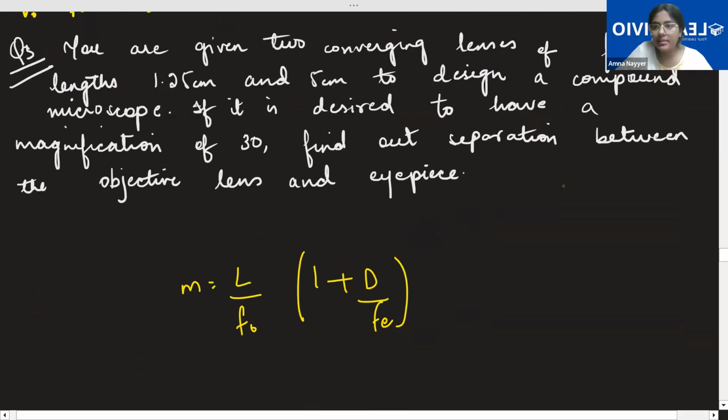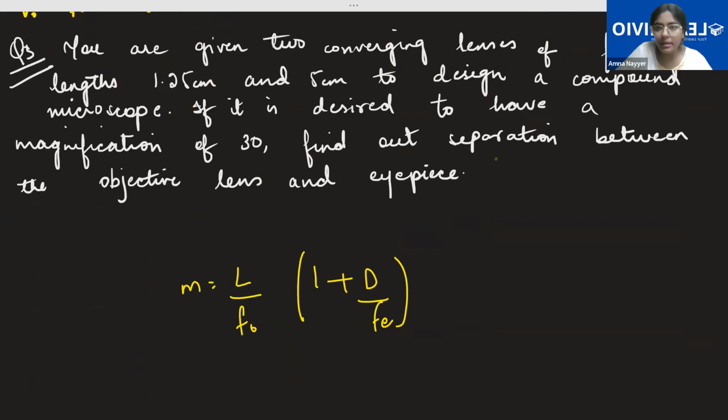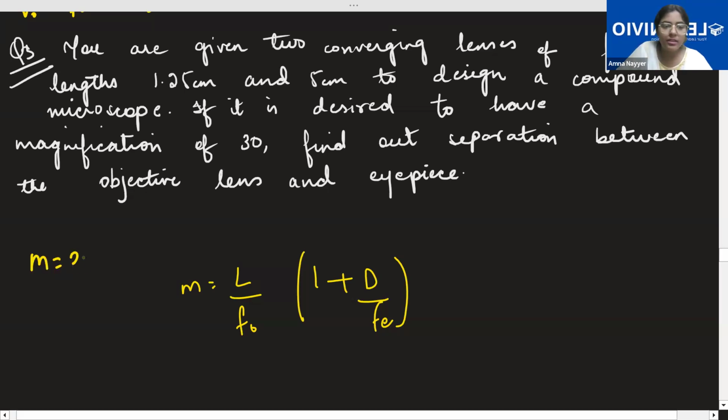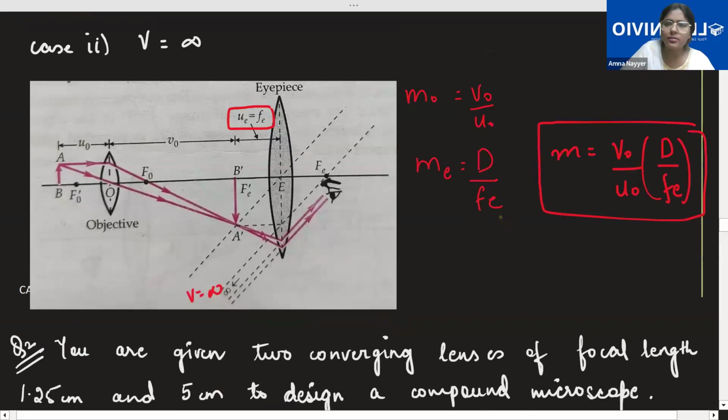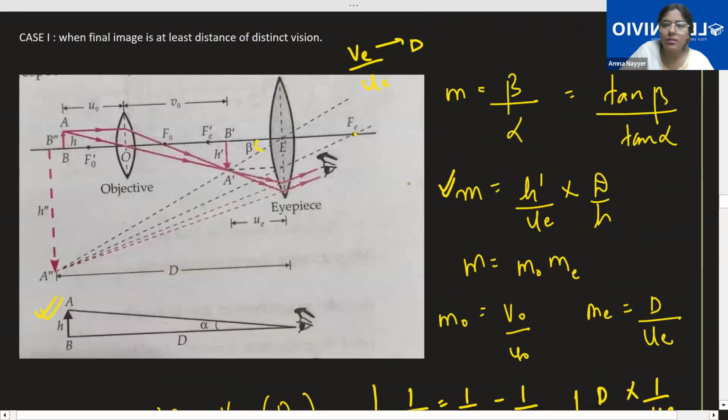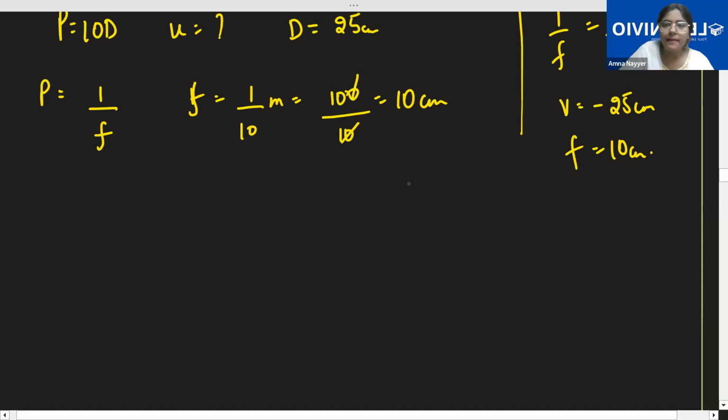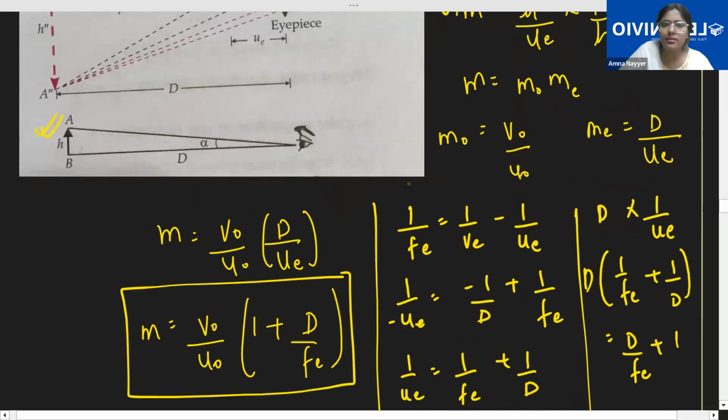This is a similar question. It says that two converging lenses of focal length 1.25 and 5 centimeter are present to design a compound microscope. If it is desired to have a magnification of 30, find out the separation between the objective lens and the eyepiece. This is basically the length of the microscope. If you remember, we discussed, no, you're not sure. I think I discussed this with you. No, we haven't discussed this.